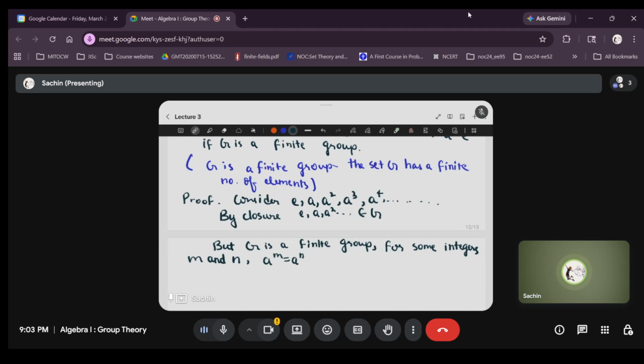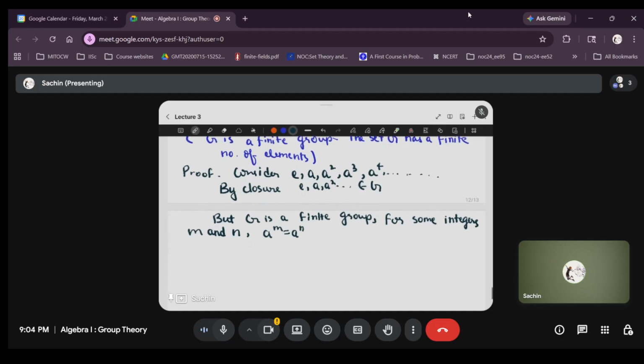At some point it has to repeat. Otherwise, if it does not repeat at all, if each of the powers are different, then it will be an infinite group, which is not true. We assumed that it's finite. So a power m is equal to a power n for some m and n, m not equal to n. So, two different powers.